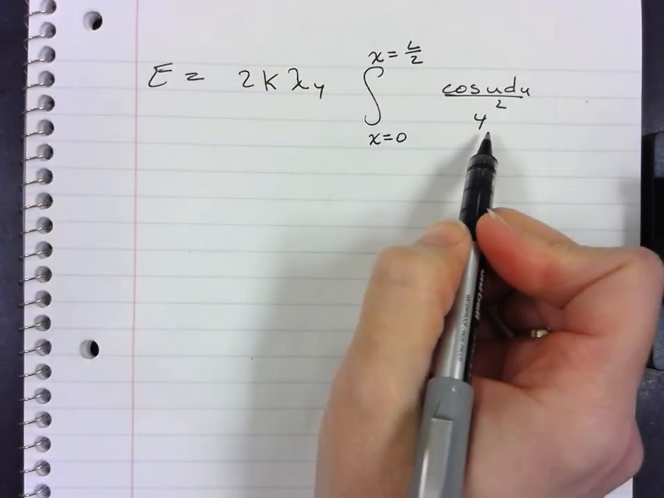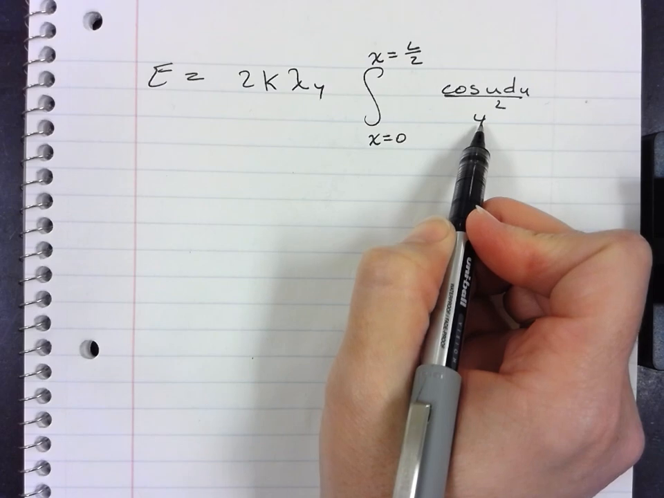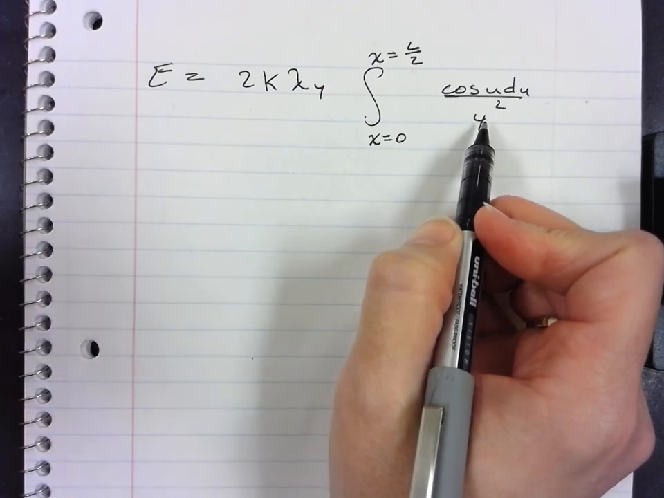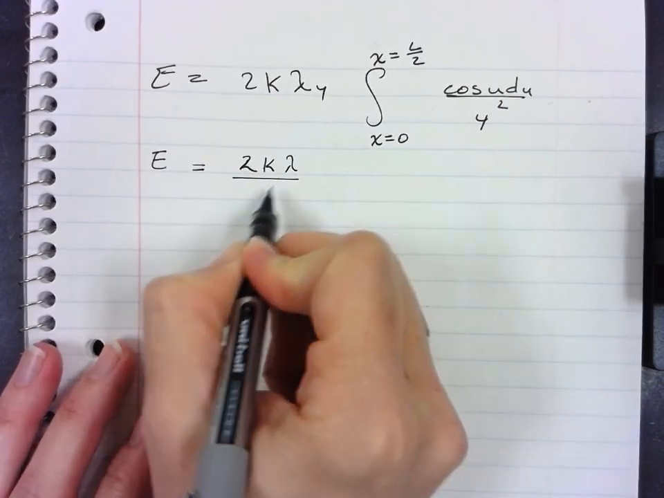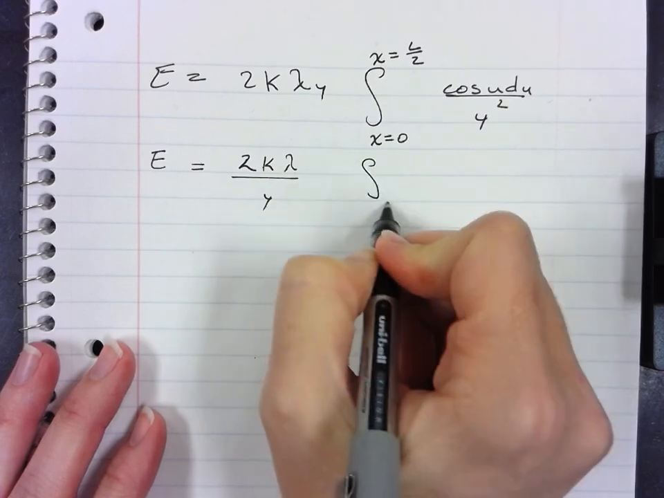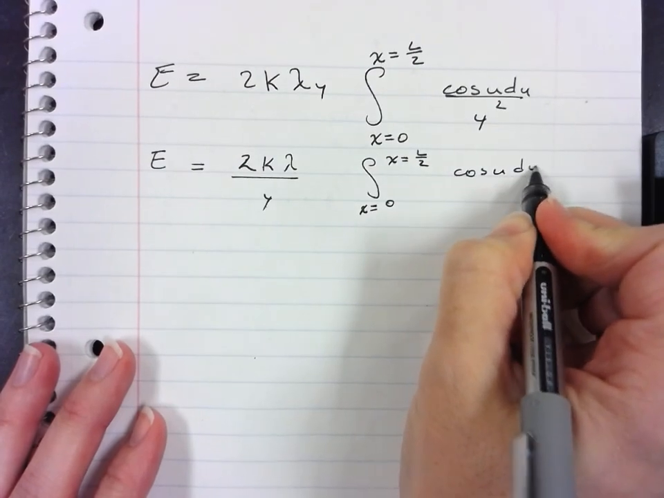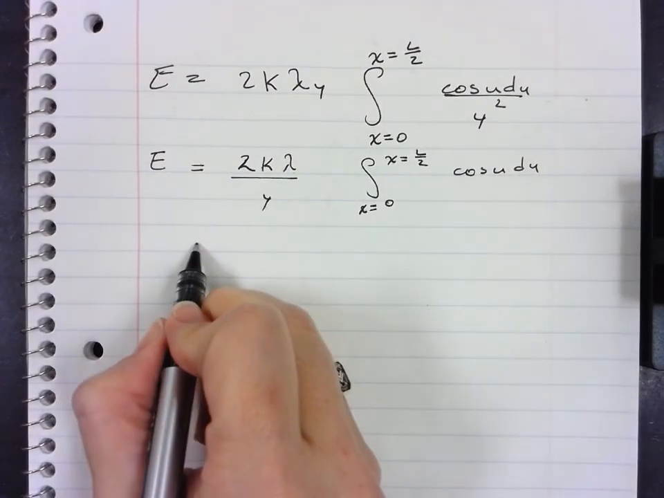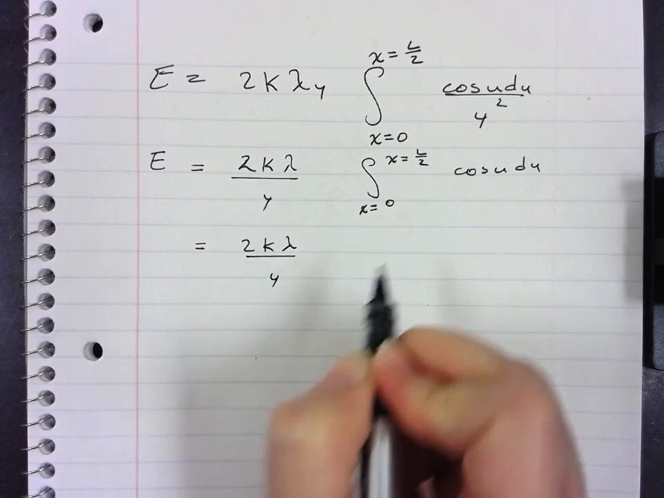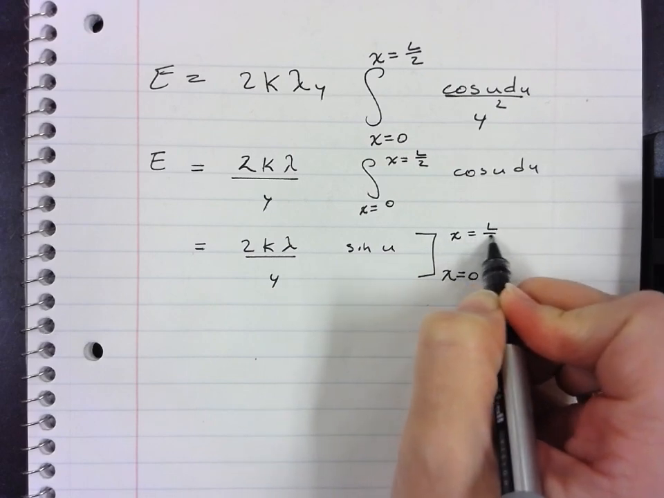So let's already make things simpler. Notice that we have a y squared. Well, that's a constant. y is the distance from the center of the line to that point at the top. So 2k lambda over y, because y and y squared, one of them cancels. Integral of x equals 0 to x equals L over 2 of cosine u du. And again, I don't know if you know the trig functions yet in calculus, but the integral of cosine is just sine. So 2k lambda over y, sine of u, evaluated from x equals 0 to x equals L over 2.